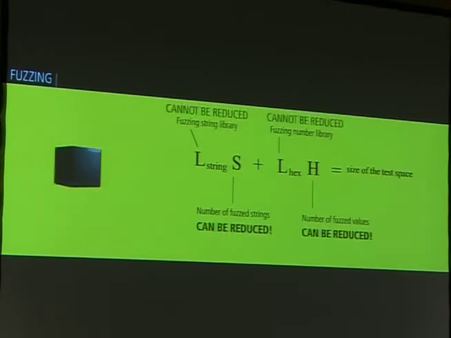If we want to reduce this size, we know that we cannot really reduce the fuzzing string library, because normally every field in this library has been chosen because one time a buffer overflow has been discovered by these kinds of things. Remember format strings, trying these kinds of things. The same thing for the fuzzing number library, but this one and this one can be reduced. And it's a multiplication here, L times S. So it's much, much better to reduce these two subspaces.